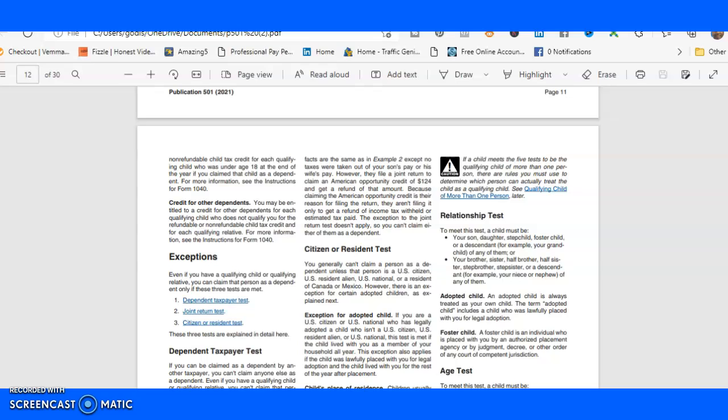So right here on the screen, the first test is relationship. Relationship is important. That's why they make it number one. It says, to meet this test, a child must be your son, daughter, stepchild, foster child, or descendant, for example, your grandchild, or the brother, sister, half brother, half sister, step brother, step sister, or descendant of, for example, your niece or nephew. We are familiar with those most common relationships, and those are the ones they mentioned first. And then age is another.